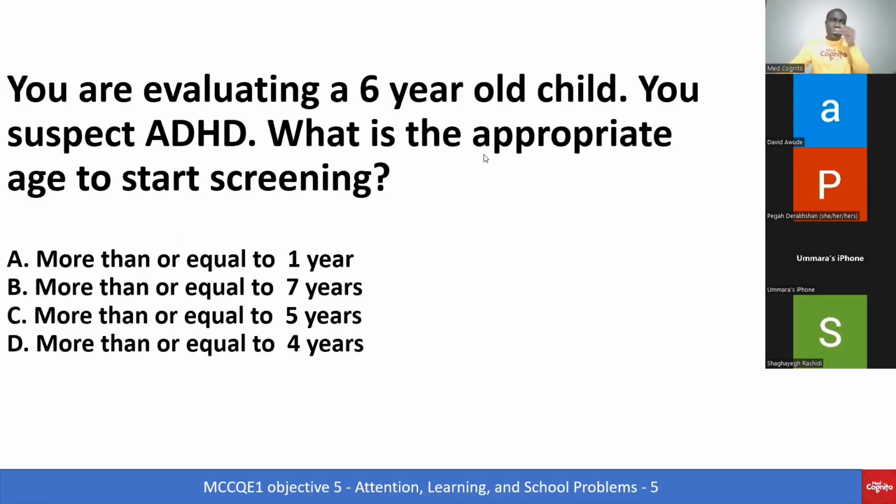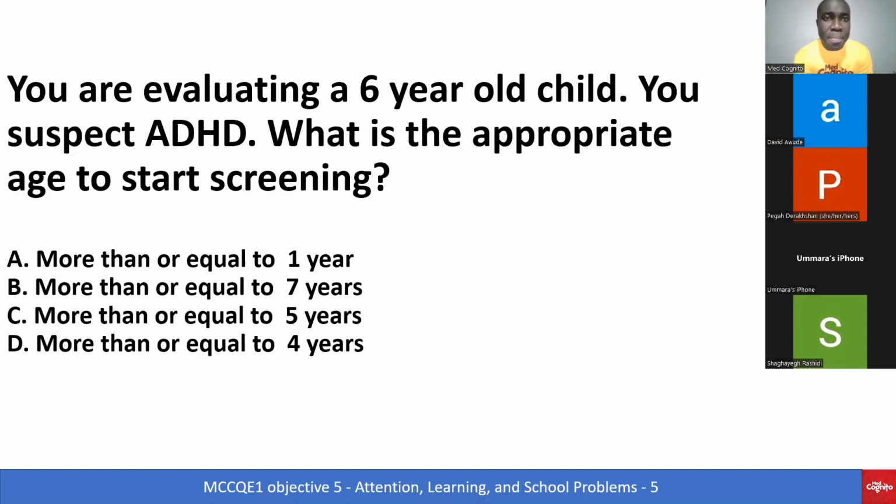Okay. Now, that same case, you are evaluating a 6-year-old child. You suspect ADHD. What is the appropriate age to start screening? A, more than or equal to 1 year. B, more than or equal to 7 years. C, more than or equal to 5 years. D, more than or equal to 4 years.